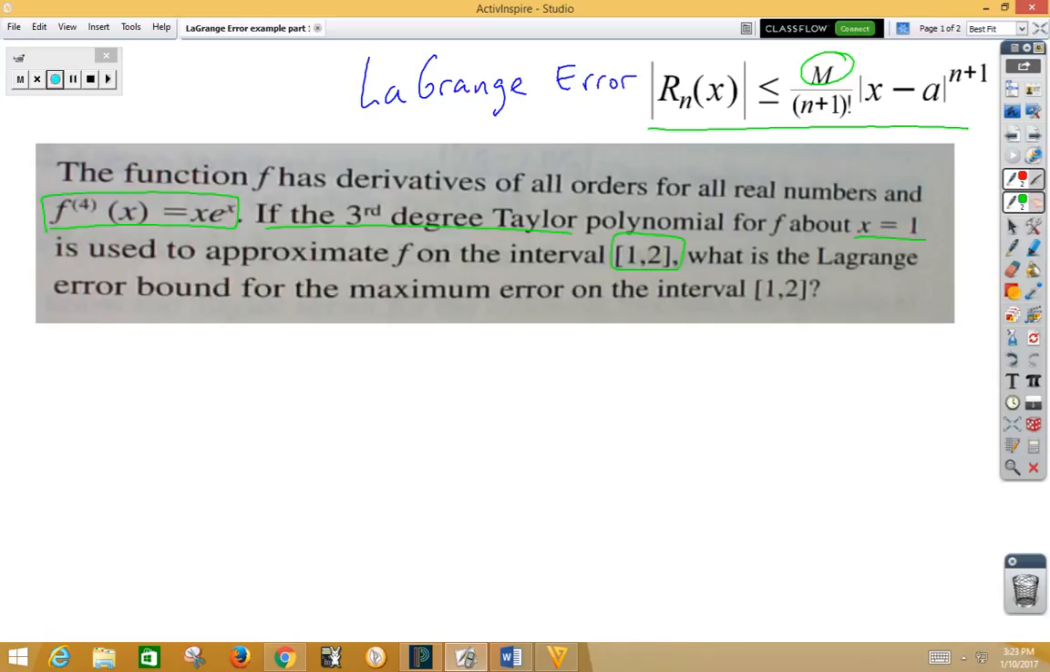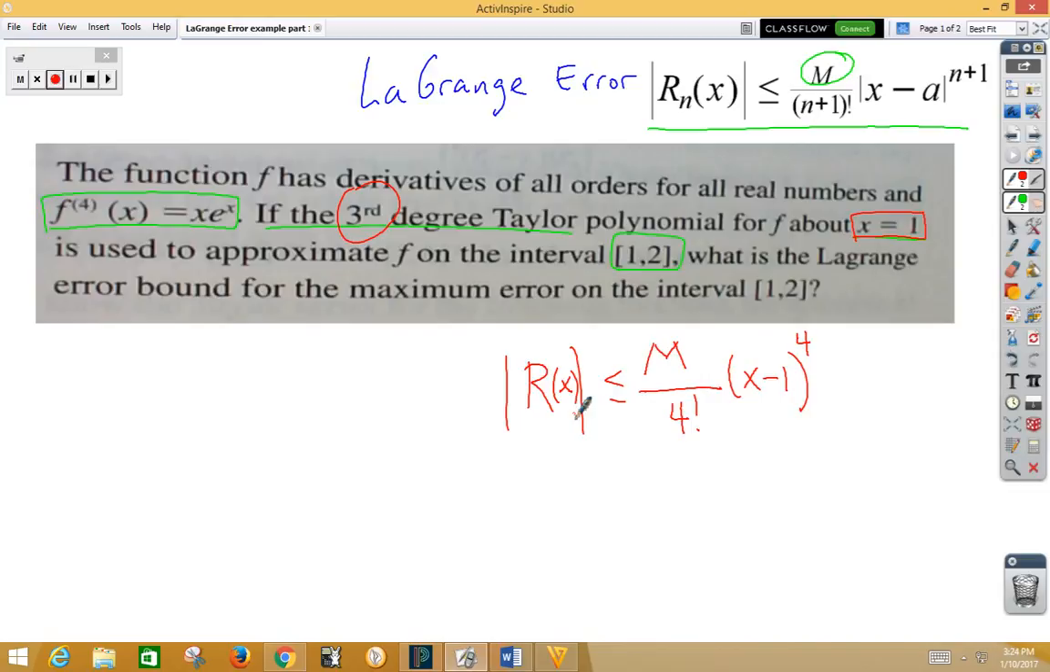So let's see. We want to start off with M over. Now, because it's a third degree Taylor polynomial, we're going to have a 4 factorial on the bottom. We're going to have an x minus 1, because we're about 1, to the fourth power. Remember, error is always smaller than the next term. Well, that's going to be our remainder.